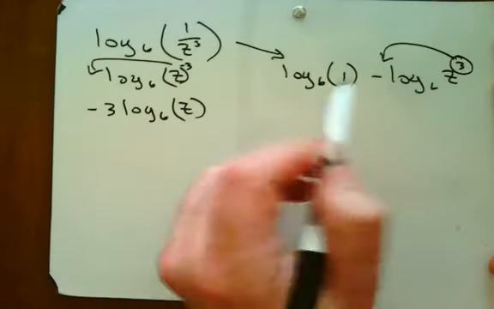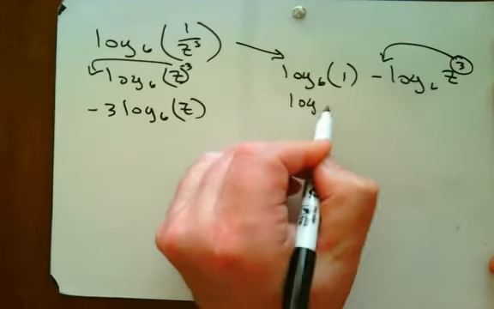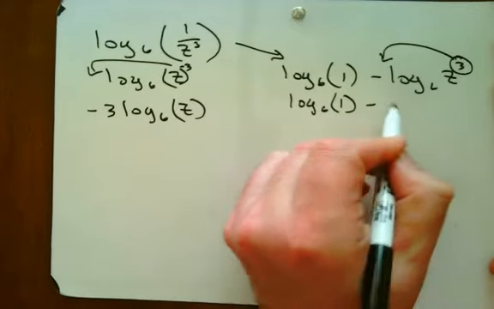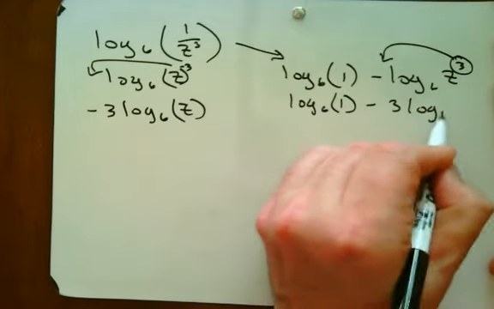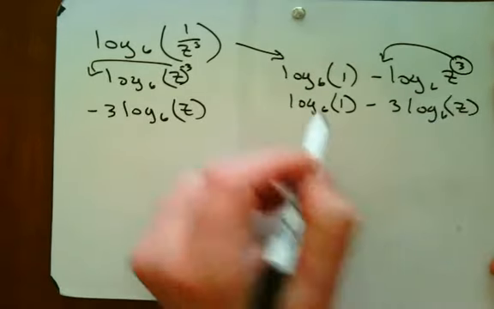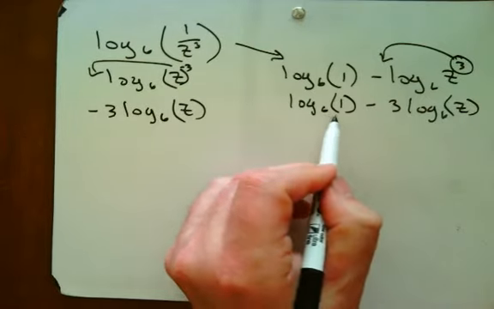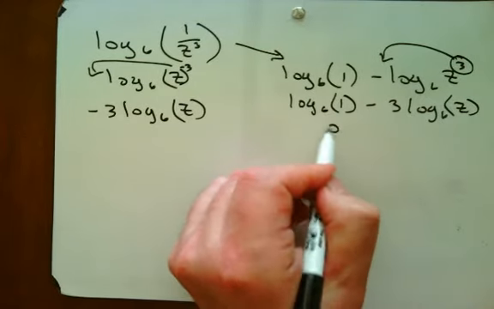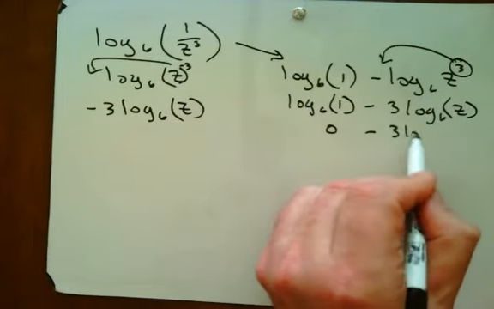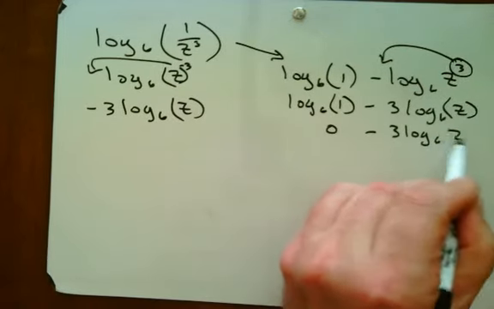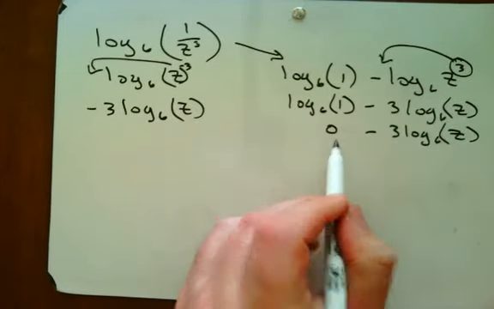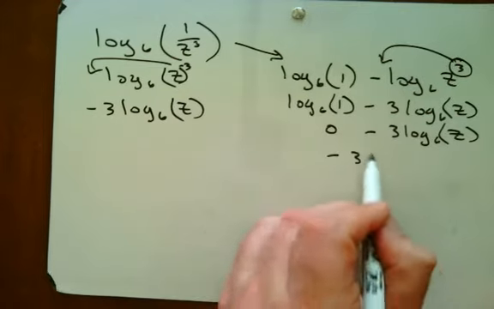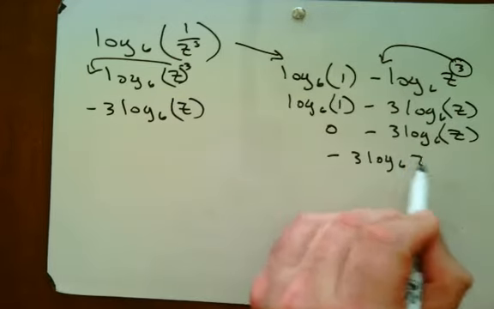Or I could think about doing this problem this other way, where I see a quotient here. And if I see a quotient, I could write this as log base 6 of 1 minus log base 6 of z to the third. I see the opportunity to use the power rule. Log base 6 of 1 minus 3 log base 6 of z.